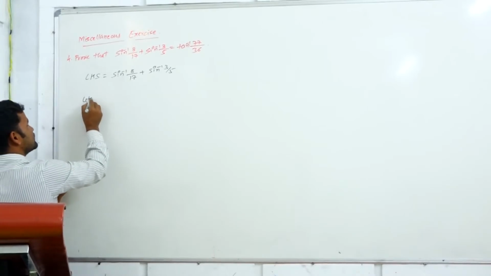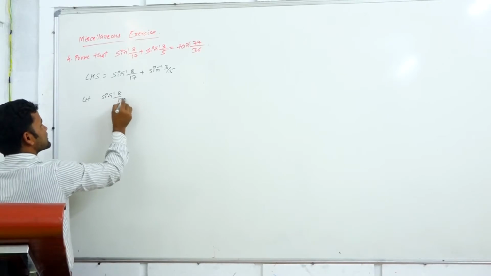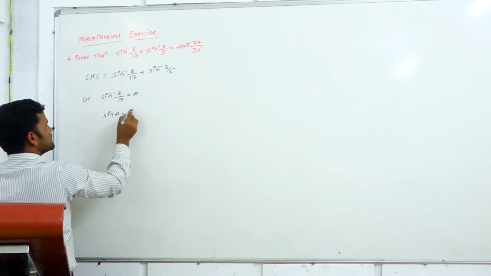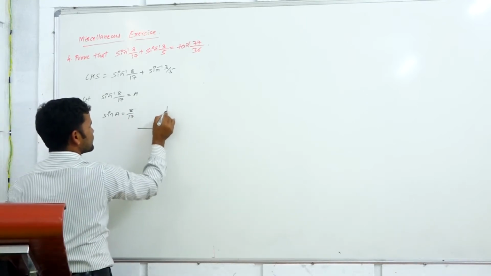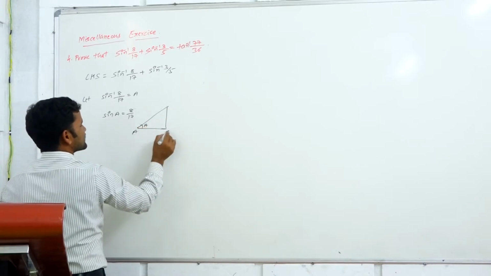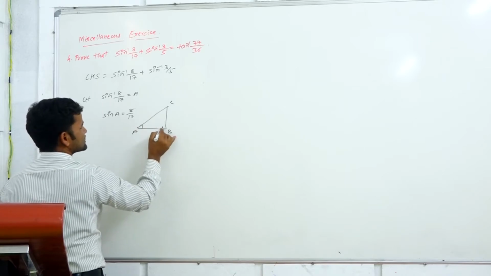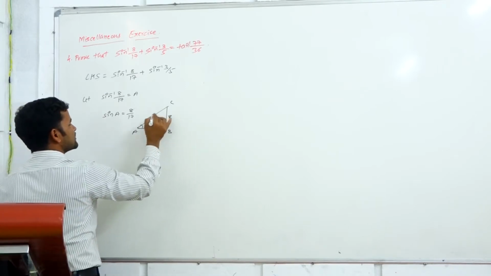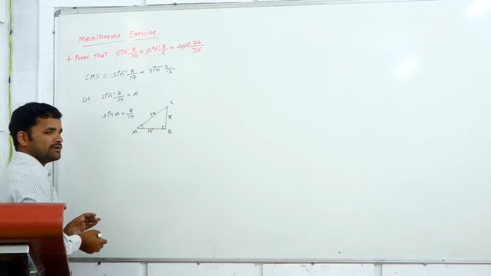So for that, let sine inverse of 8 by 17 be equal to a. This is sine a is equal to 8 by 17. Put it in a right angle triangle with vertices A, B, C, where this is the acute angle considered and this is the right angle. 8 by 17 is opposite side by hypotenuse. And what about the adjacent side? Adjacent side will be 15.